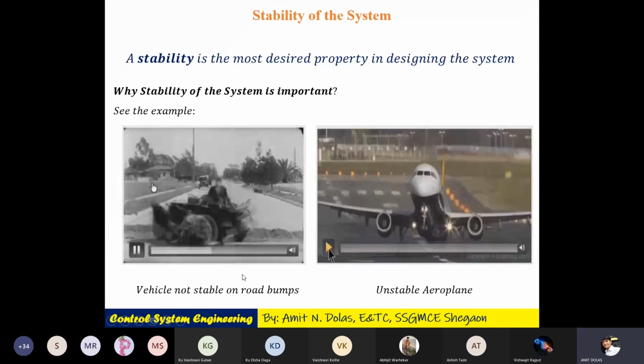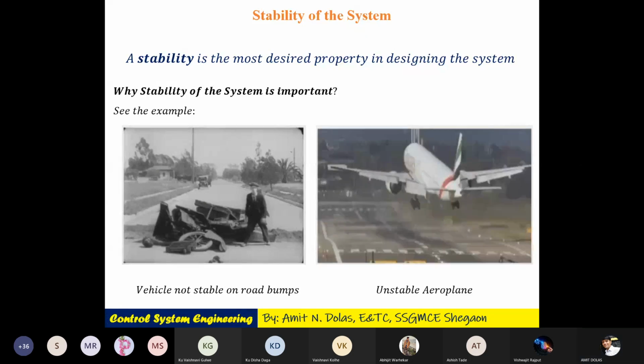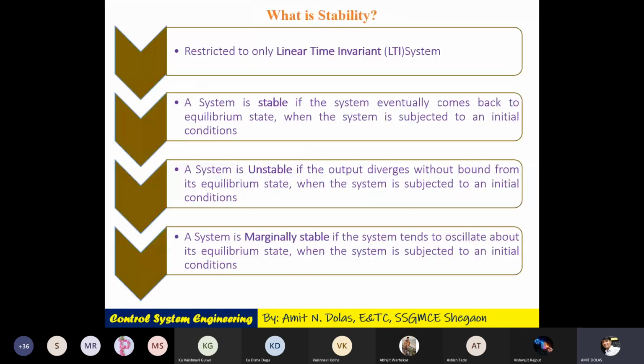Okay. Second thing, in the second video, there is an unstable aeroplane. It is not an animation. It is a real video, because of the stability problem of this aeroplane, you can see what happened here during the takeoff. I hope the videos are visible. So this is a kind of example of an unstable system. Let's move to the points of your syllabus.